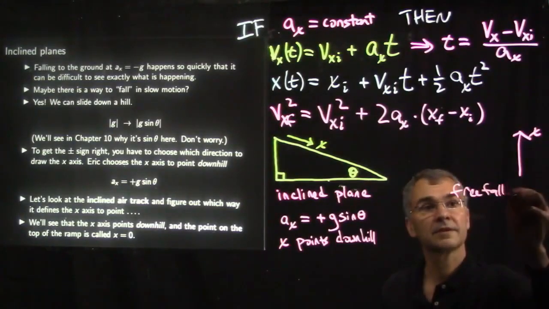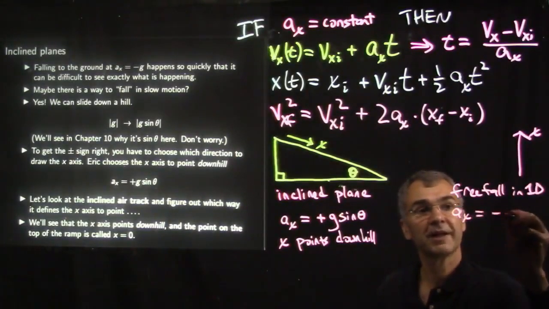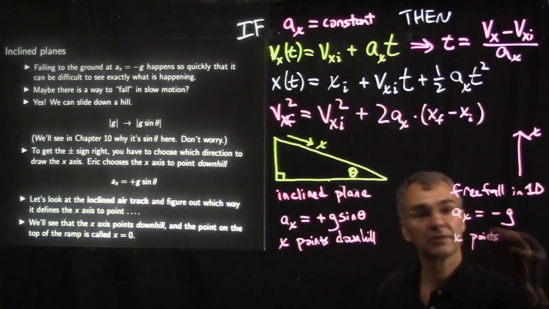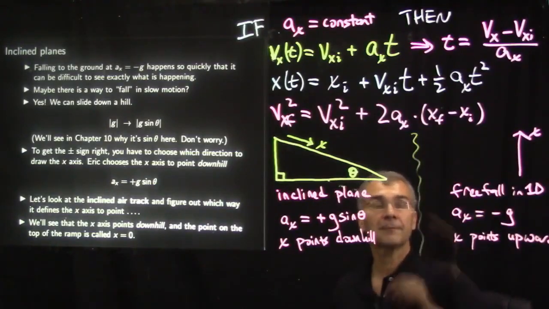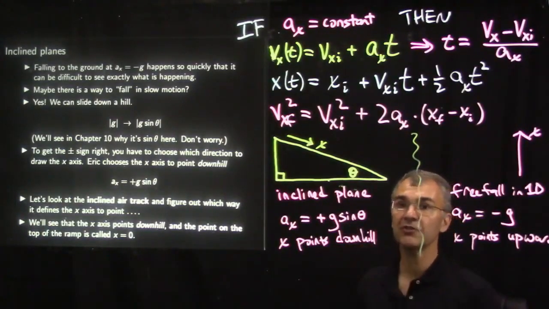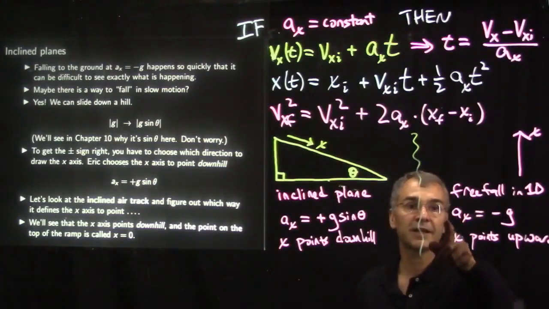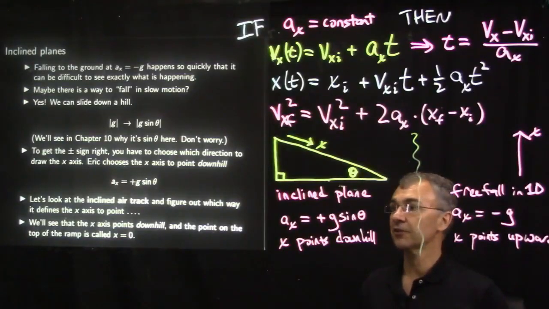So free fall in 1D, one dimension, we have a sub x equals minus g, and x points upward, straight up. These are the two situations that we're going to use again and again in chapter 3 problems. We have constant downhill acceleration of magnitude g sine theta for an inclined plane, and constant downward acceleration of magnitude g for free fall near Earth's surface.